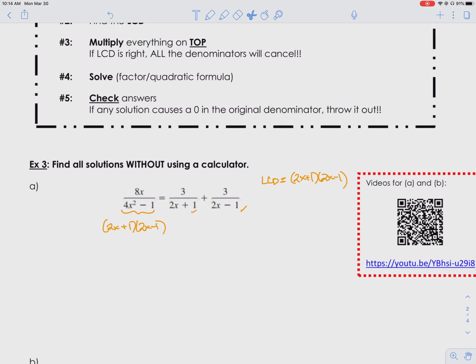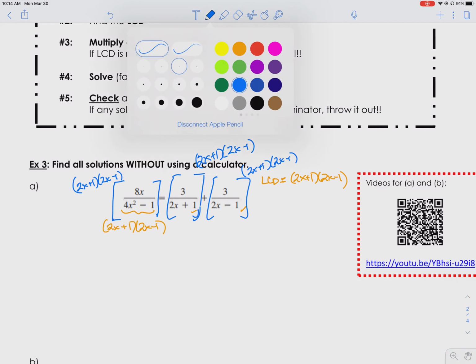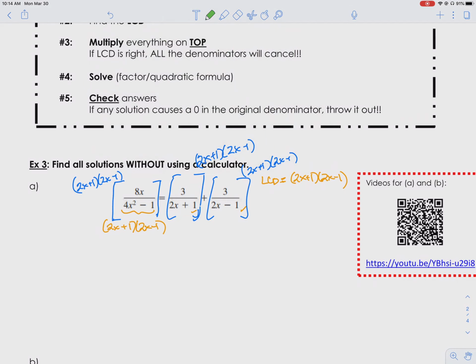So now I'm going to multiply every piece. Now, you could think of it as multiplying this side by that 2x plus 1, 2x minus 1, and then this whole side by that, 2x plus 1, 2x minus 1. But when I do that, I'm really multiplying each piece, right? Because I've got to distribute it. So I'm going to multiply each piece, and I'm going to go through and cancel. And if you have not canceled everything out on the bottom, you've messed up, okay?